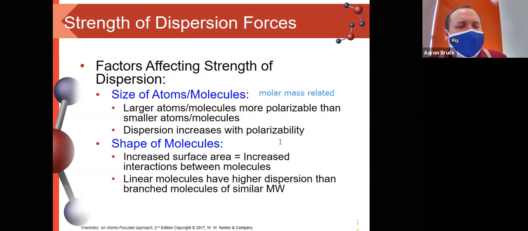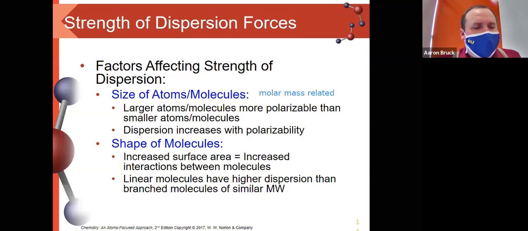The other impact is shape of molecules. With shape, we're looking at changes in surface area. The ones that have more surface area, the more interaction those molecules can have, the more that they can touch each other, the more attraction they're going to have to each other. You saw this in particular when we compared the hexane and the cyclohexane in that vapor pressure lab last week.